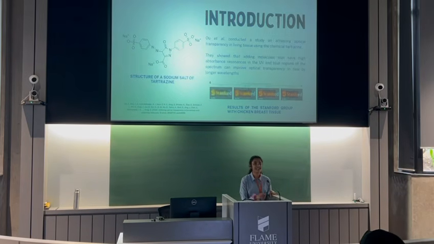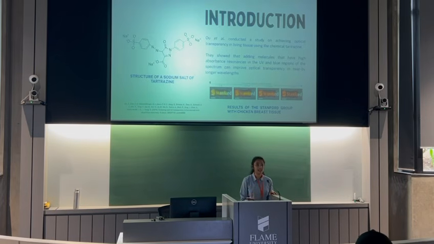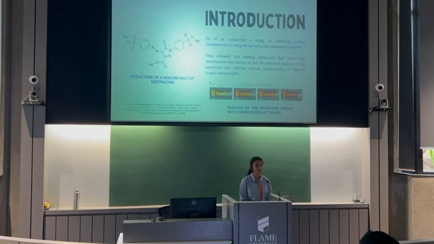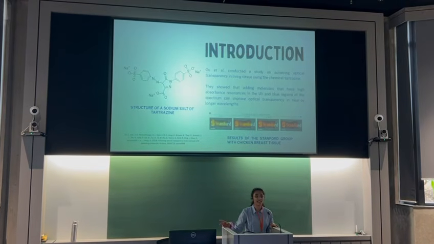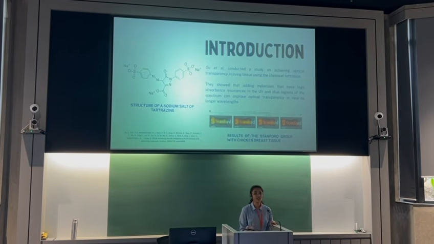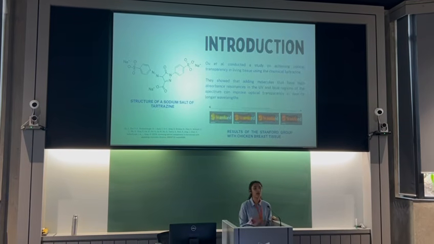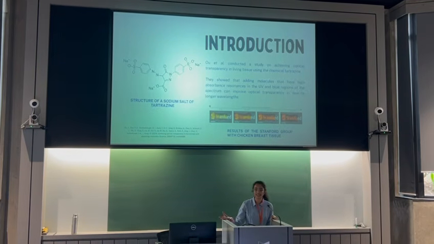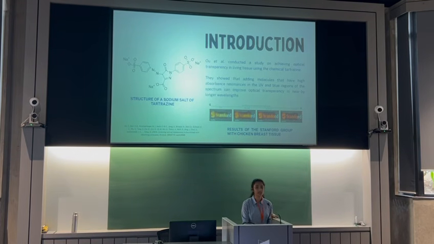One step in this direction was conducted by O et al. in a Stanford laboratory, where they basically used a chemical dye called tartrazine and experimented on mice tissue and on chicken breast tissue to make the outer layers of the organism transparent. So essentially, you can see through the organism and get real-time data and perform more like volumetric analysis as well. So, O et al. conducted a study on achieving optical transparency in living tissue using the chemical tartrazine.